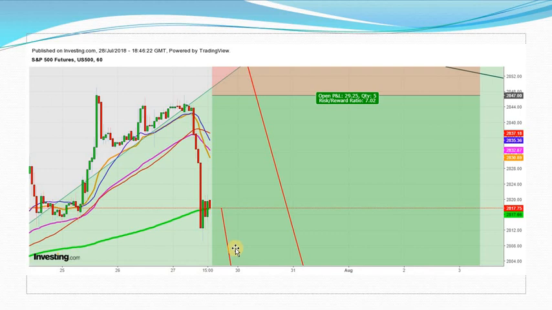Therefore, I find that volatility will be there, but overall the trend will be on the negative side.